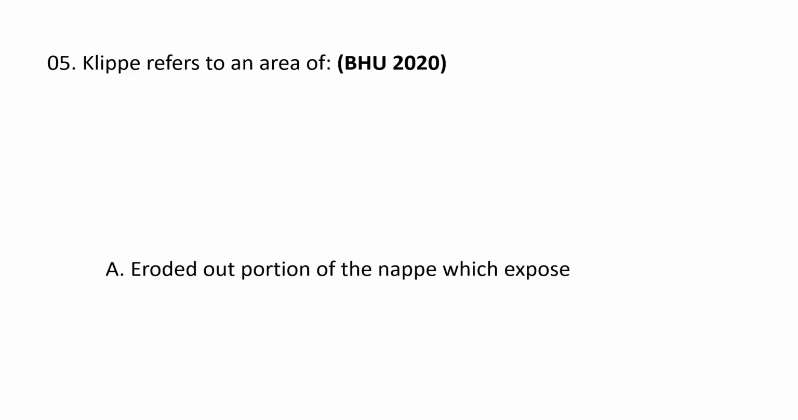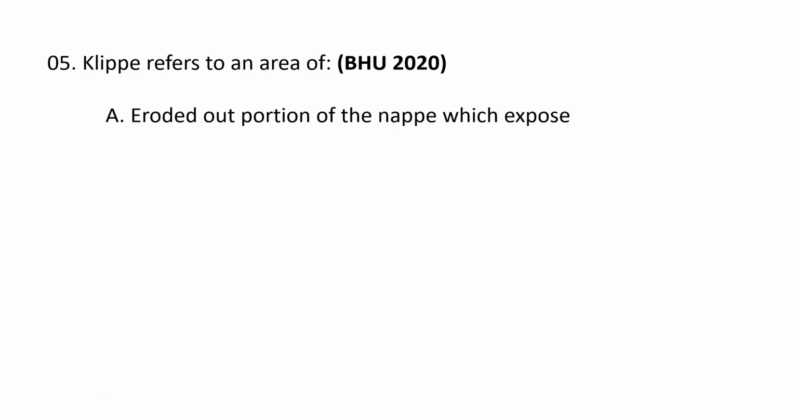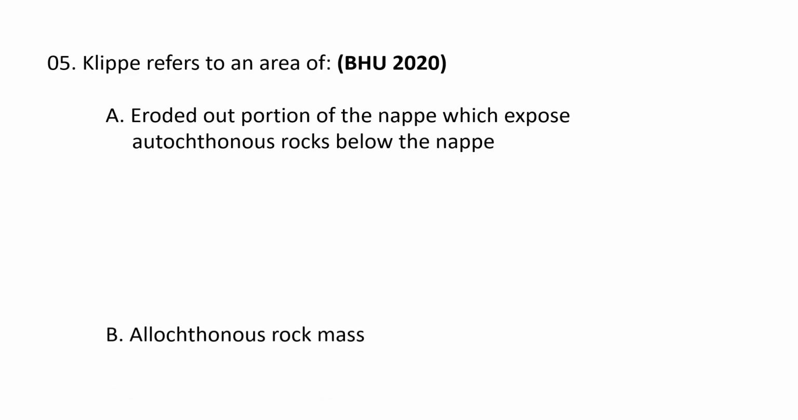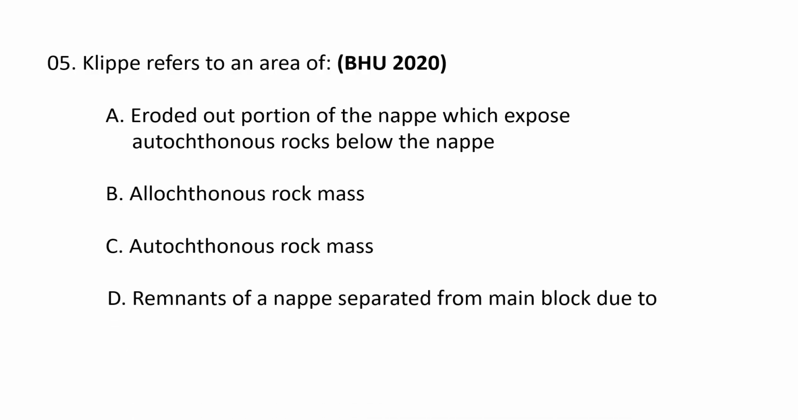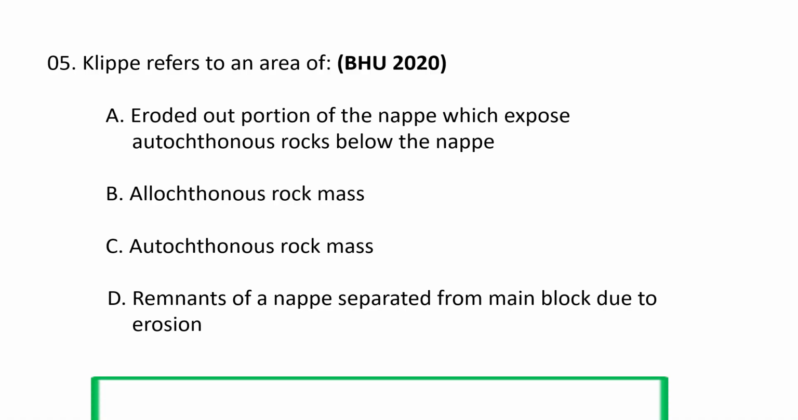Next question. Klippe refers to an area of A. Eroded out portion of the nappe which exposes autochthonous rocks below the nappe, B. Allochthonous rock mass, C. Autochthonous rock mass, and D. Remnants of a nappe separated from the main block due to erosion.